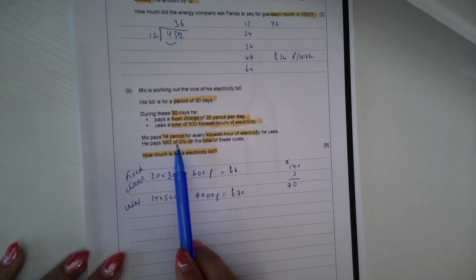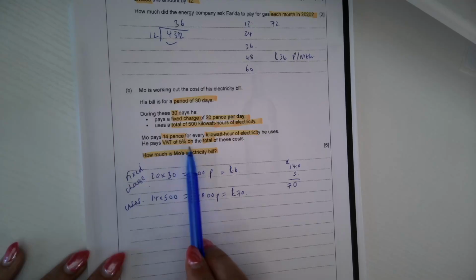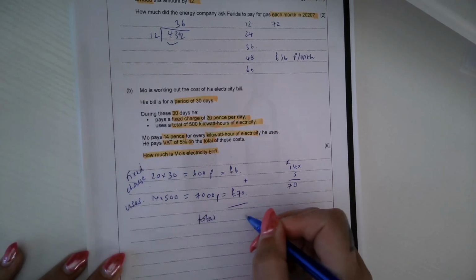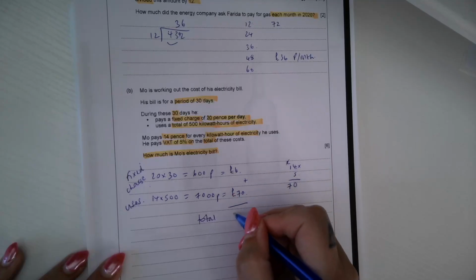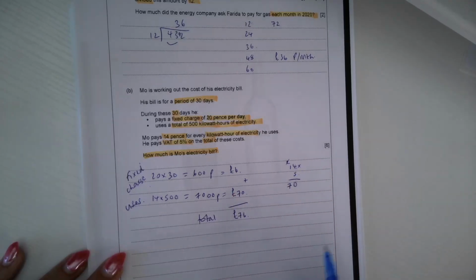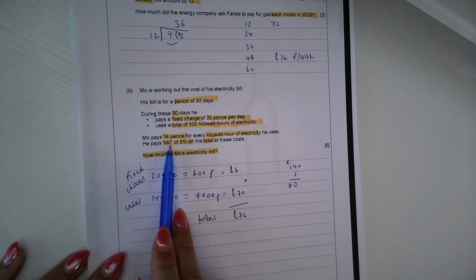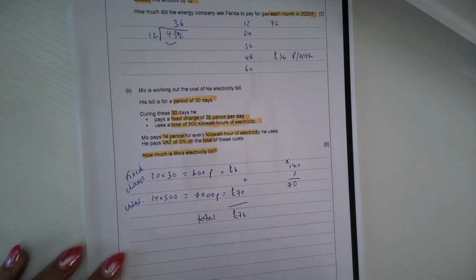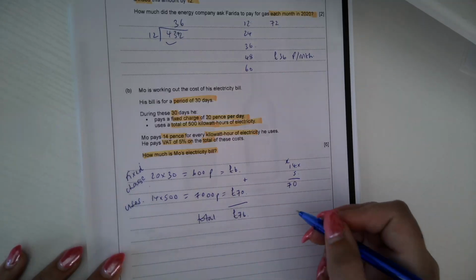The last thing we need to figure out is he pays VAT of 5% on the total. So let's find this total. So the total he pays is £6 plus £70. So he pays £76 plus VAT of 5%. So VAT is value added tax. It's an amount that's added on to the cost of something. So we need to find 5% of 76 and then add that on.